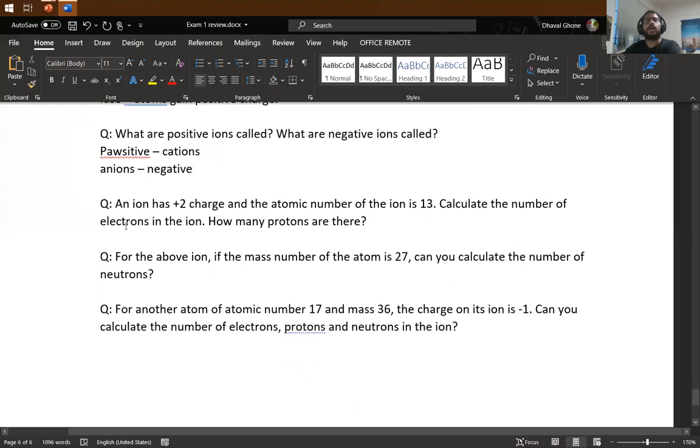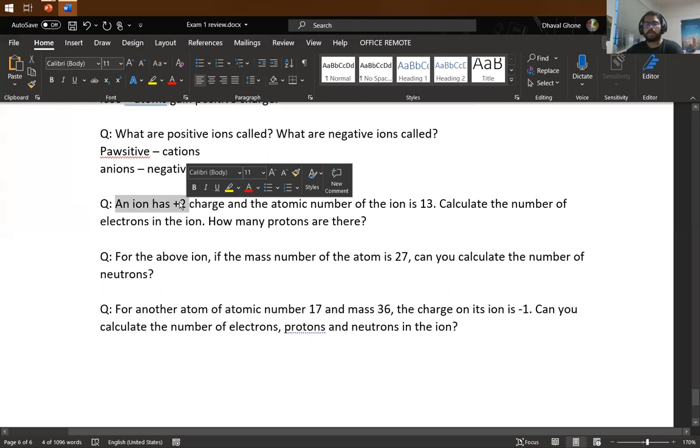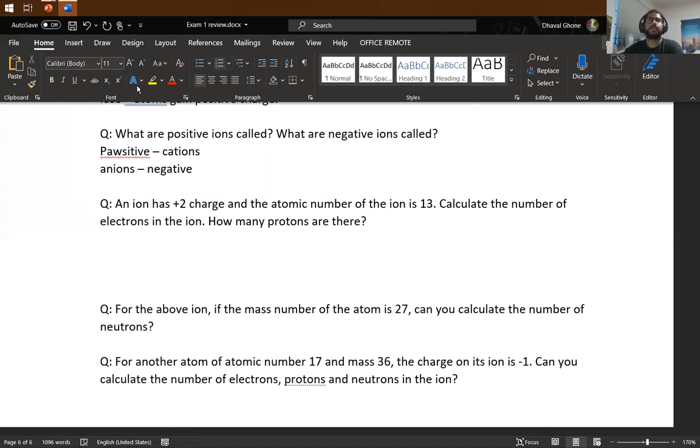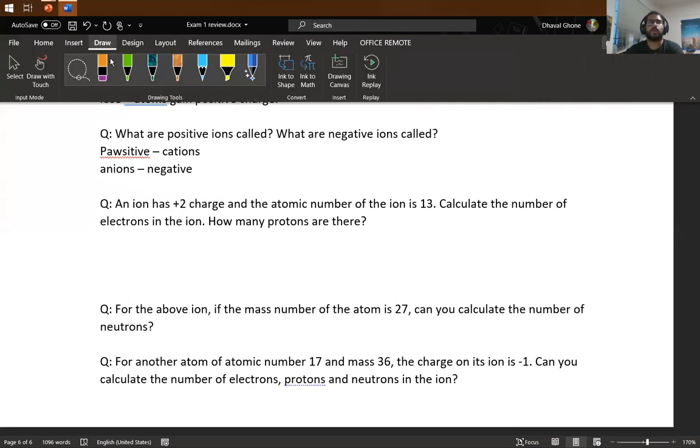Next question. An ion has a +2 charge, and the atomic number of the ion is 13. Calculate the number of electrons in the ion. Also, how many protons are there? Okay, so go ahead, pause the video at this point, reread the question, think about it on your own. I'm asking you for the number of electrons and protons. And once you're done solving it, come back and see how I solved it and see if your answer is right.